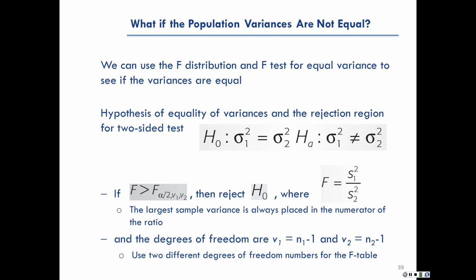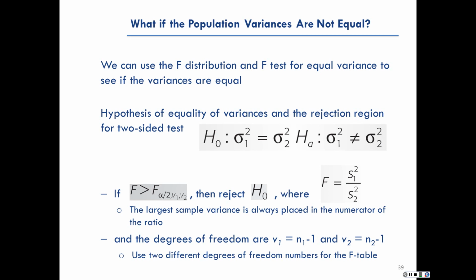Now, if they're very similar in number to each other, you probably don't need to do this test because they probably are equal. But you can do a formal hypothesis test for the equality of variances. And you would use the rejection region for the two-sided test. So the null hypothesis that I've shown there is that the variance in population 1 is equal to the variance in population 2. The alternate is that they're not equal. Well, of course, we don't have the populations. We have the samples, right?